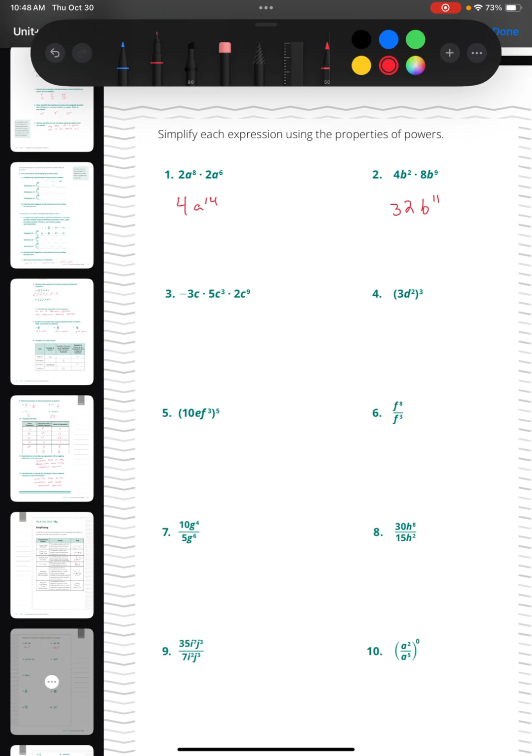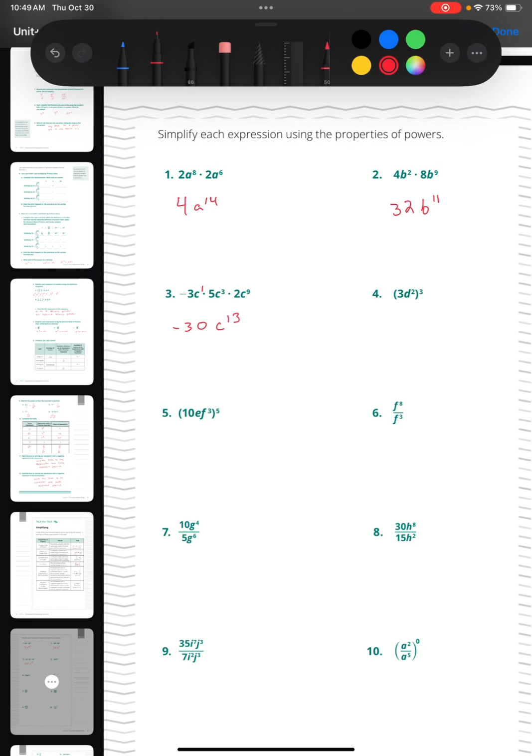3, again, is the same thing. It's just we have 3 terms. It's no different. So we have negative 3 times 5 times 2 for the coefficients, which will give you negative 30. Then for the c's, again, don't forget the c has an exponent of 1. If we add up the exponents of 9, 3, and 1, we get c to the 13th.